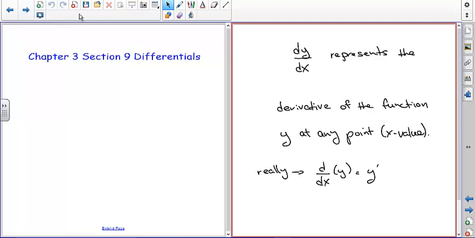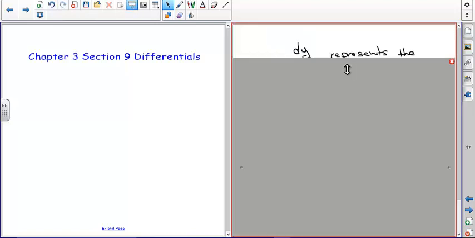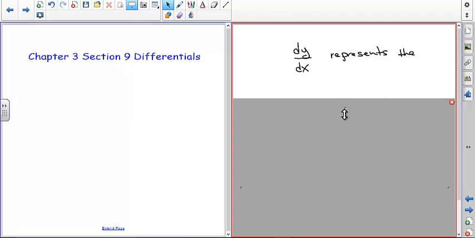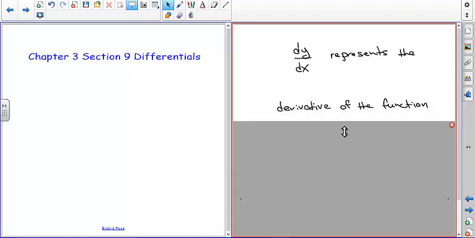So up to this point, when we write down dy dx, that's one way of representing taking the derivative of something. You have some function y, which is a function of x, and when you say dy dx, you say, okay, I'm finding the slope of the tangent line. I'm finding the instantaneous rate of change from a physics perspective. So that's what it represents. It represents the derivative of the function.